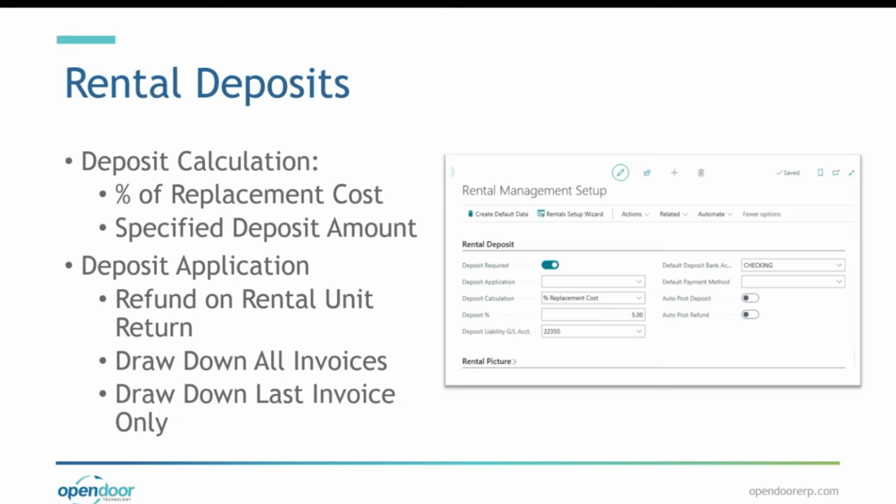First item, rental deposits. The deposit calculation can be specified as a percentage of cost or a specified deposit amount, and that would be per unit. Deposit application can be set up as either a refund on rental unit return, draw down all invoices, or draw down last invoice only. And there's setup on rental management setup, on customers, and on rental units to handle these things. So we'll get started.